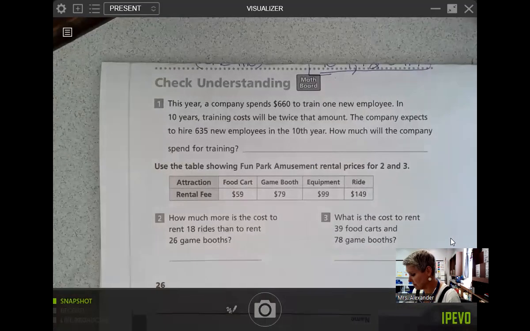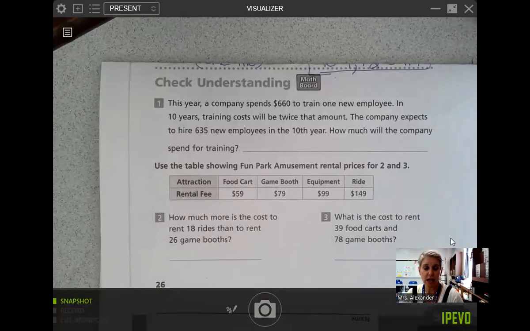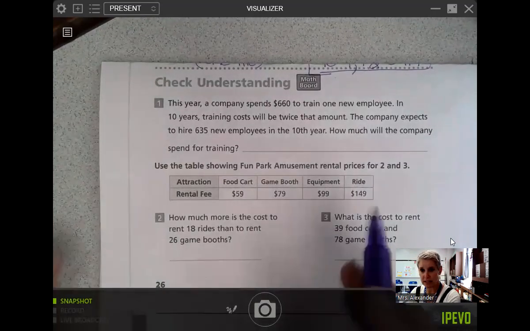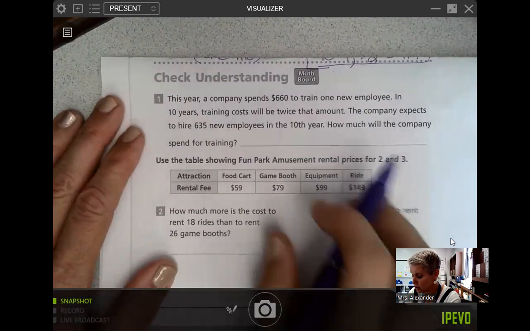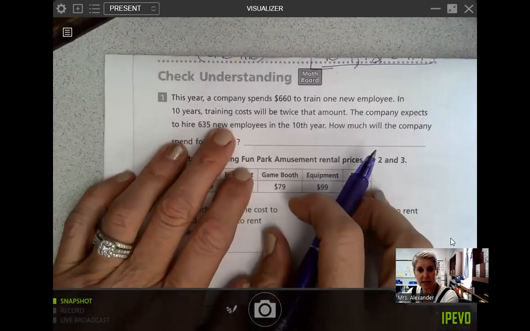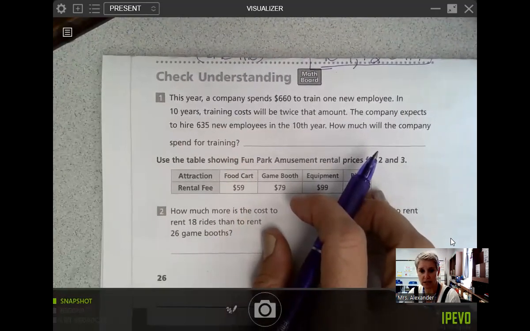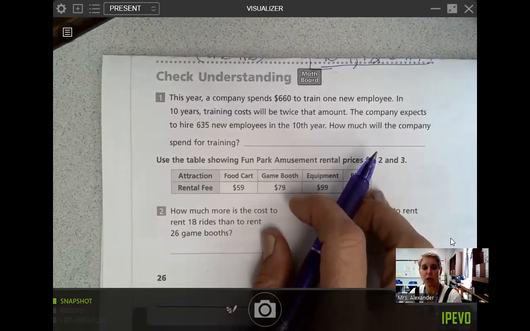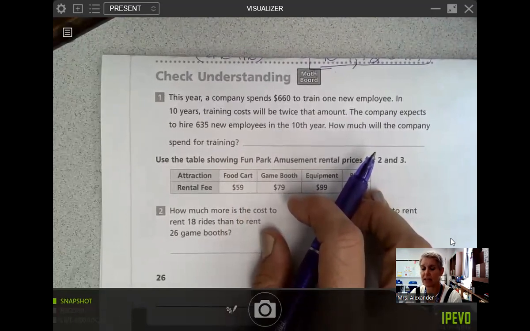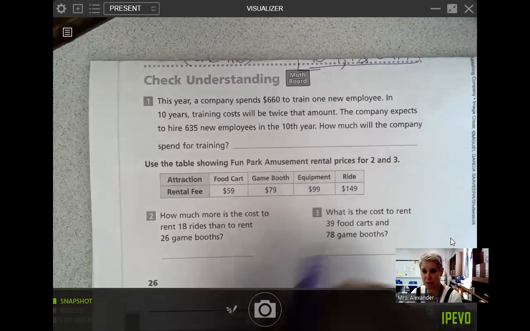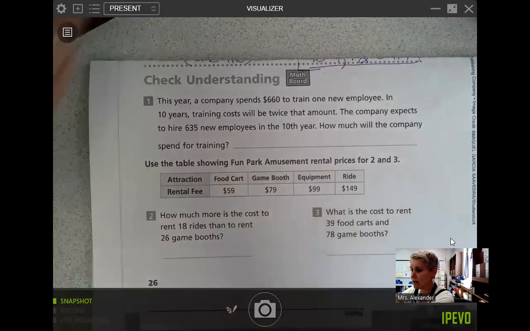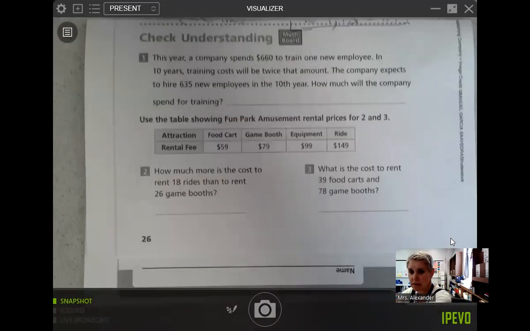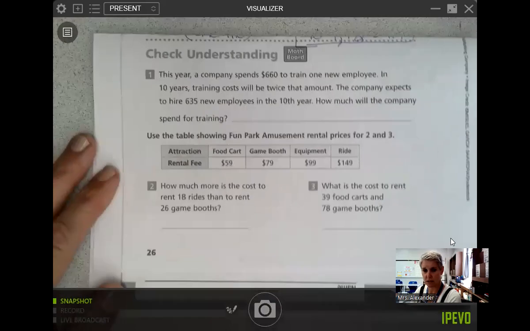So here we go. This year, a company spends $660 to train one new employee. In 10 years, training costs will be twice that amount. The company expects to hire 635 new employees in the 10th year. How much will the company spend for training? So let's see if this stays good.